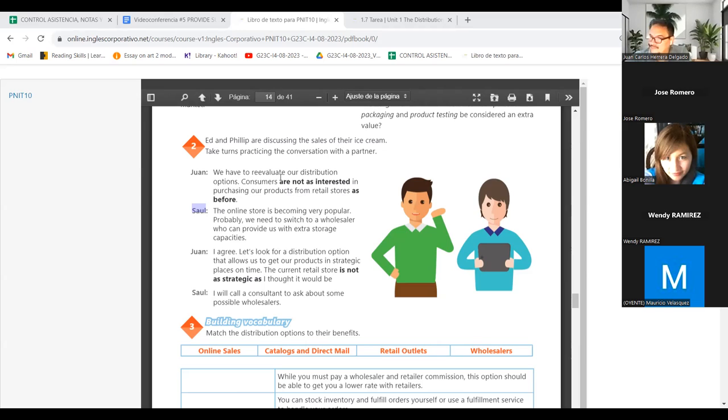So we have this conversation in here and they are talking about distribution channels, etc. What you are going to do right now is go to the breakout rooms, and you're going to create a conversation. It can be of a random topic. You don't necessarily have to speak about distribution channels in this case. Any topic that you prefer, any context that you prefer.